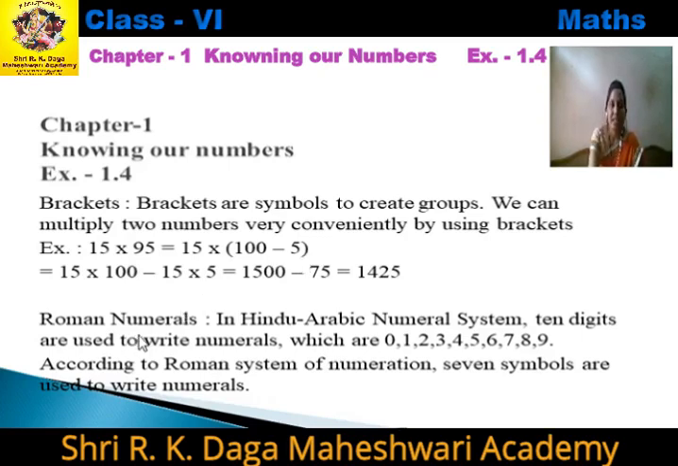Second topic of this exercise is Roman numerals. In Hindu-Arabic numeral system, 10 digits are used to write numerals which are 0, 1, 2, 3, 4, 5, 6, 7, 8 and 9. हम जो नंबर सिस्टम यूज करते हैं उसमें हम इन 10 डिजिट्स का यूज करके कोई भी नंबर फॉर्म करते हैं. बट इन रोमन सिस्टम ऑफ न्यूमरेशन 7 सिंबल्स आर यूज्ड टू राइट न्यूमरल्स. बट जो रोमन नंबर सिस्टम होता है उसमें हम इन नंबर्स का यूज ना करते हुए कुछ और सिंबल्स यूज करते हैं जो कि 7 सिंबल्स होते हैं, और वो 7 सिंबल्स इस टाइप से हैं.